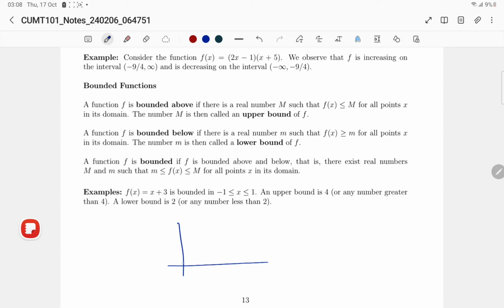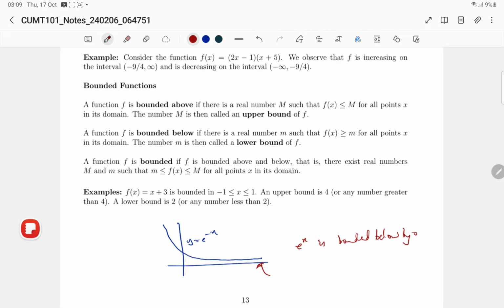So let's take, for example, y is equal to e to the power of minus x. We know that it won't go beyond this line here. It won't go beyond this line. So it means that it's actually bounded below by 0. That's e to the power of minus x.